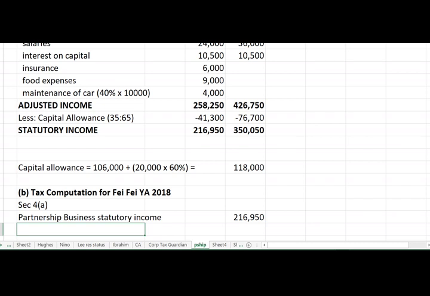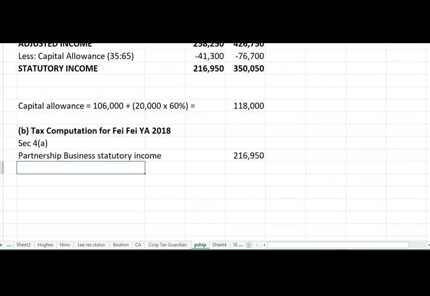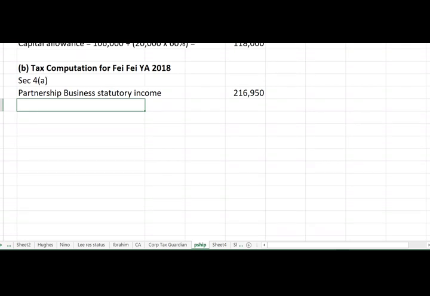Okay, now let's look at part B. Okay, they give us additional information for Fei Fei. This is what they are saying. There's rental. Now the rental is without maintenance support, which is 4D. There's donation. There's current year business loss from a sole prop. There's also unabsorbed business loss and medical insurance. Now that means there is a sole prop business that the statutory income must be 0 because it's loss making.